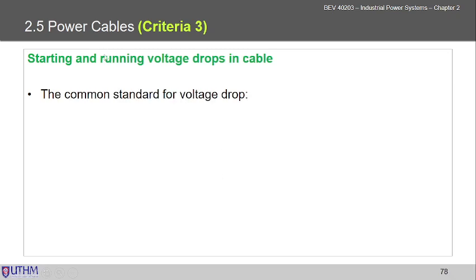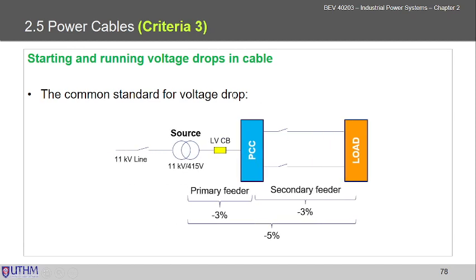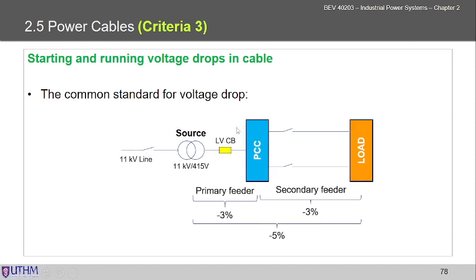And then we try to look at the common standard for the voltage drop. For example, if we have 11 kV coming in from the source, the switch gear, and inside the switch gear we have the step down transformer, which steps down from 11 kV to 415 volts. Then we lay the cables to our PCC, point of common coupling. This seems like our switchboard. After the switch gear we have the switchboard, and from this switchboard or the MCC, we directly lay the cable to the load.